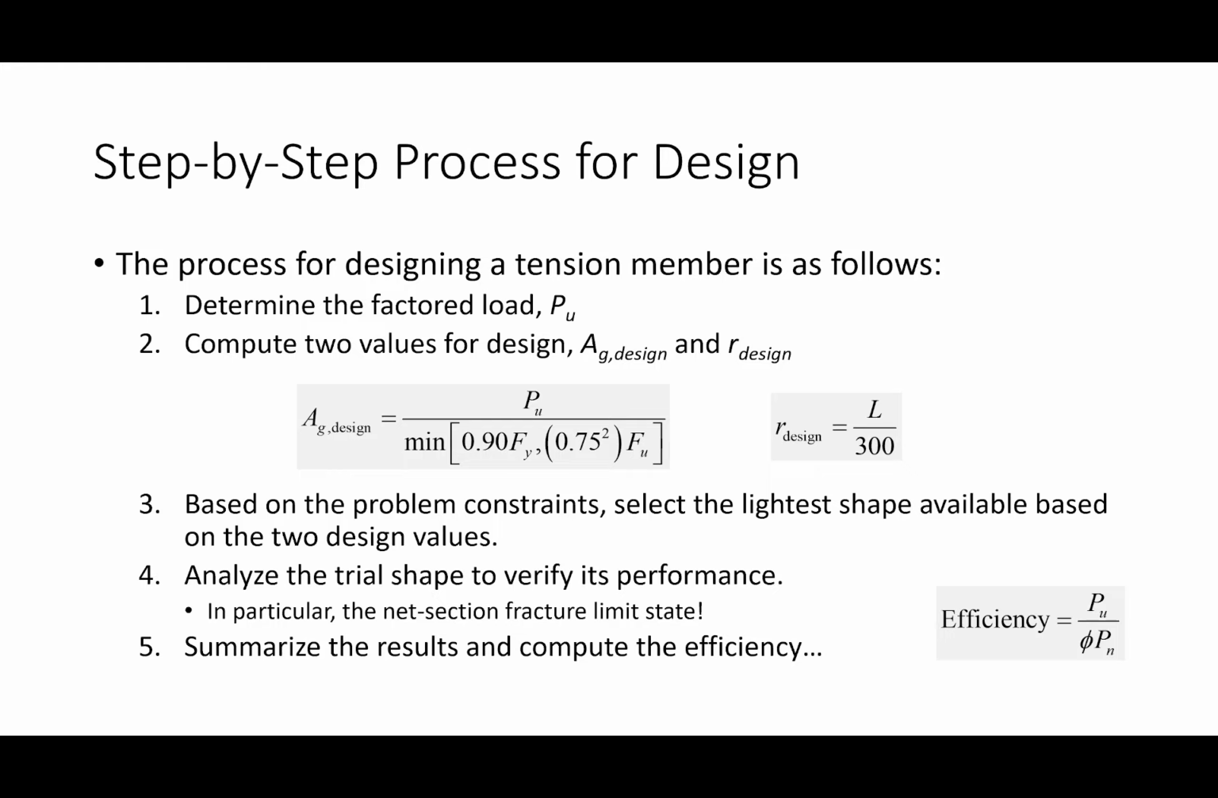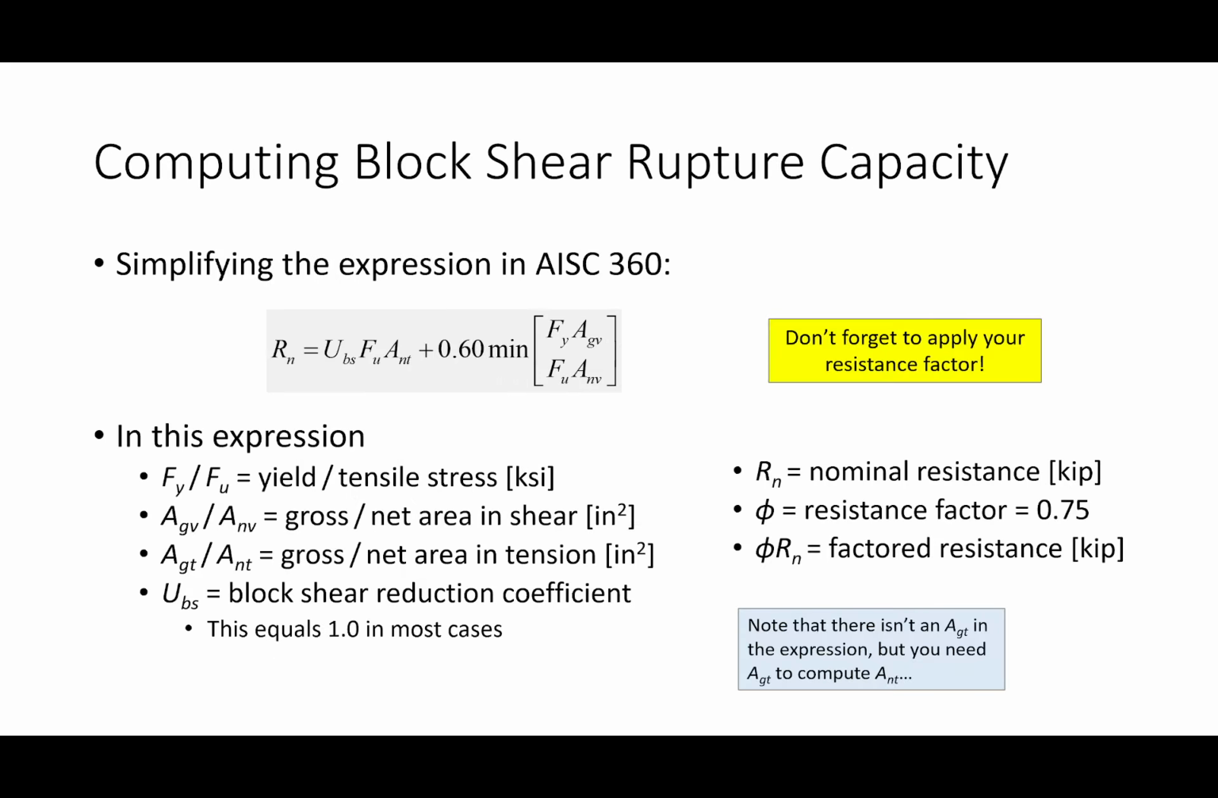So you're going to determine the factored load. You're going to compute your two design parameters, your gross area for design and your radius of gyration for design. And then based on these two, pick the lightest shape available within the constraints of the problem that has at least these properties. And then once you have these, you have to analyze the shape in order to verify its performance. And then when it's all said and done, try and compute an efficiency.